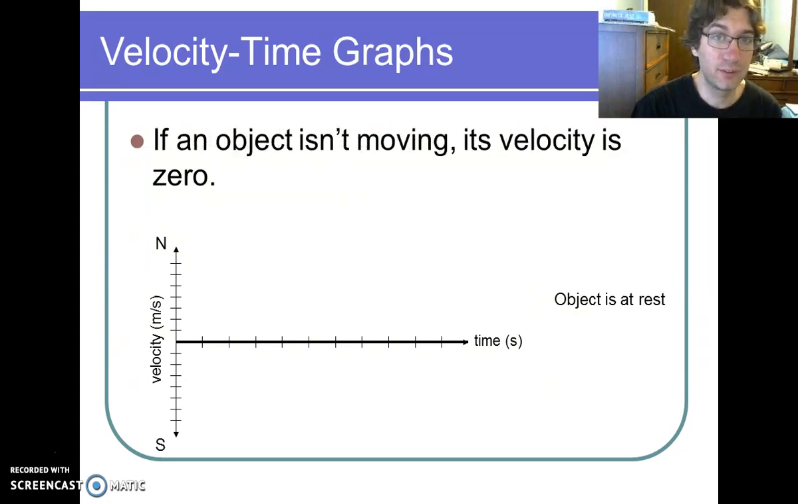If the object isn't moving, then its velocity is going to be 0, and it's just going to lie on your y-axis. This is your object at rest. It is not moving, therefore it doesn't really have a direction either, so it's not going north or south because it's not going. It's not moving. It is stopped. It is at rest.